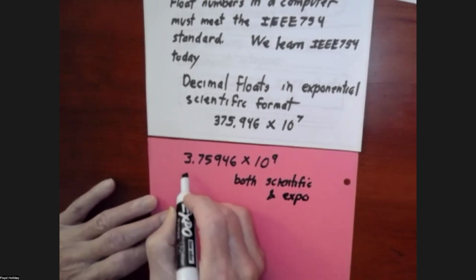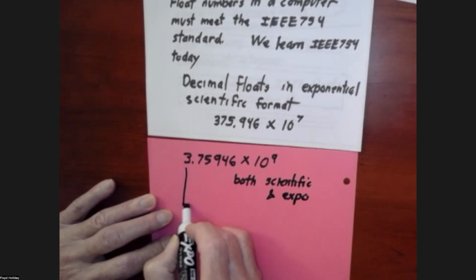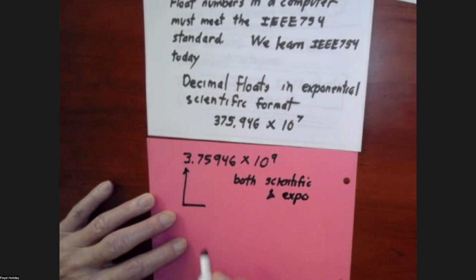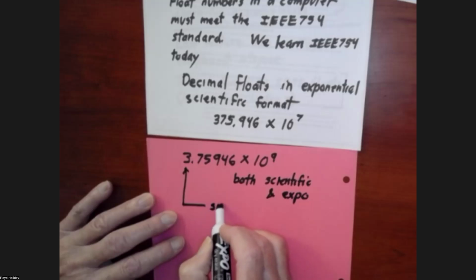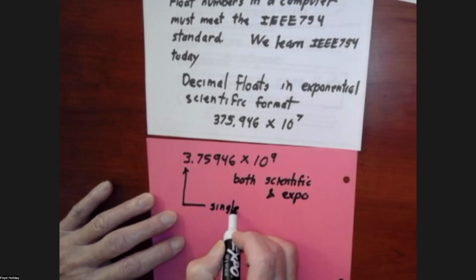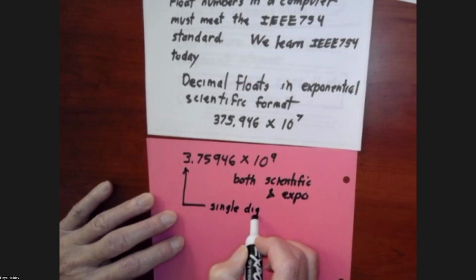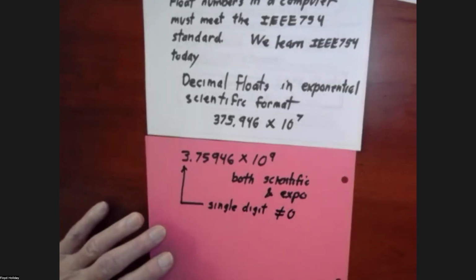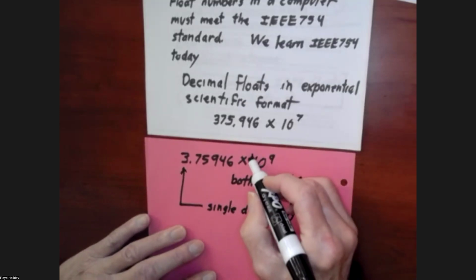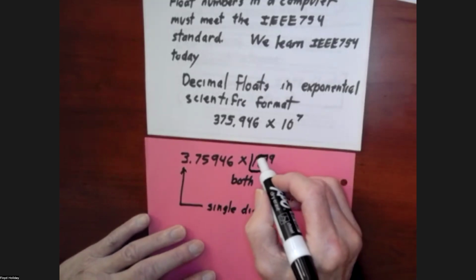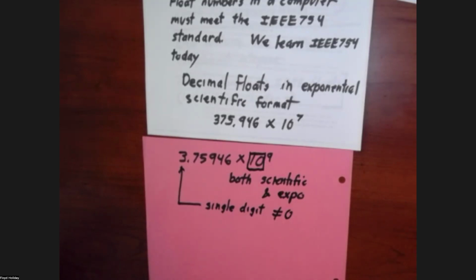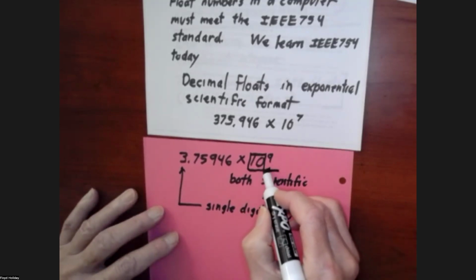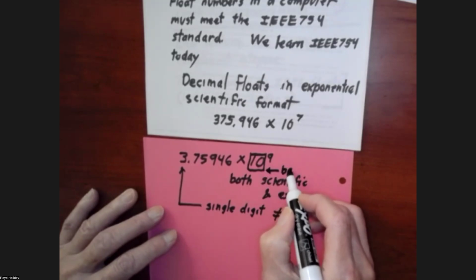Notice that the digit over here is a single digit and it cannot be 0. Single digit, not 0. And the base number is fixed. If you're in ordinary decimal numbers, this is fixed at 10. So just say the base number.